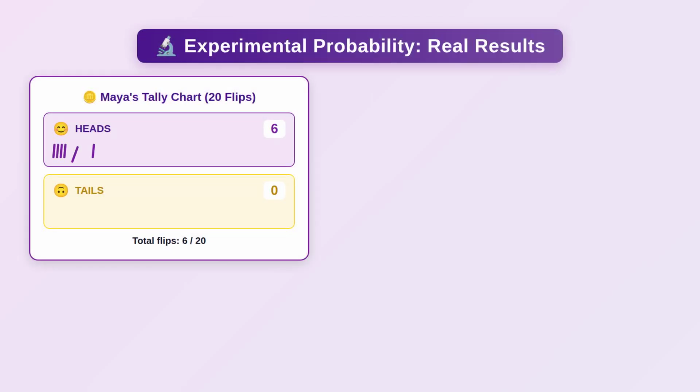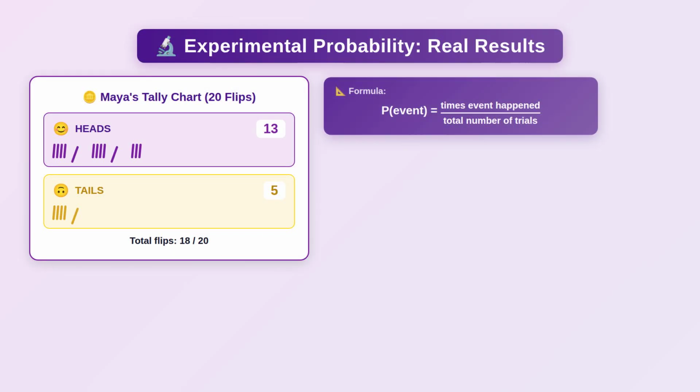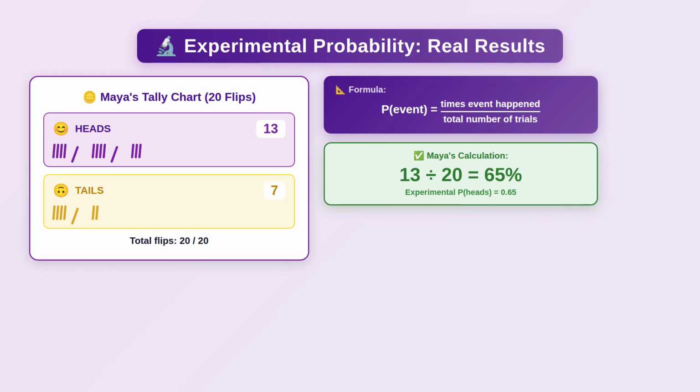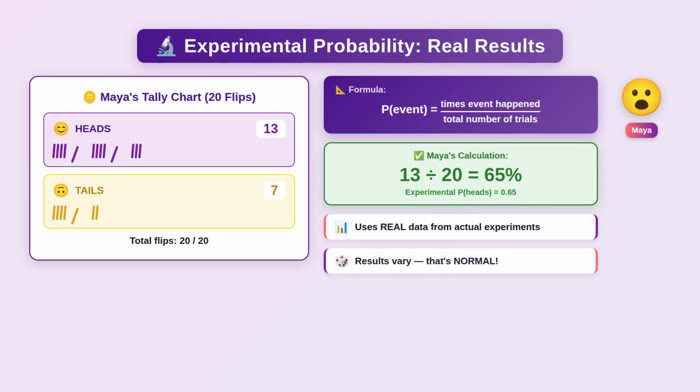Experimental probability is what actually happens when you run a real experiment. Instead of predicting, you do it. Flip the coin, roll the die, spin the spinner, and record your results. The formula looks the same, but uses real data. Number of times the event happened, divided by total number of trials.